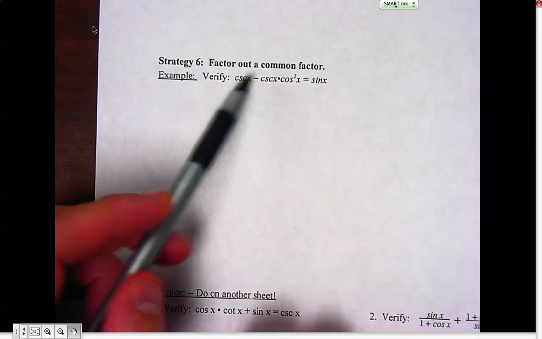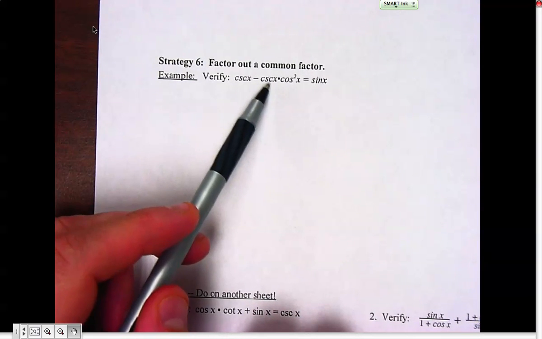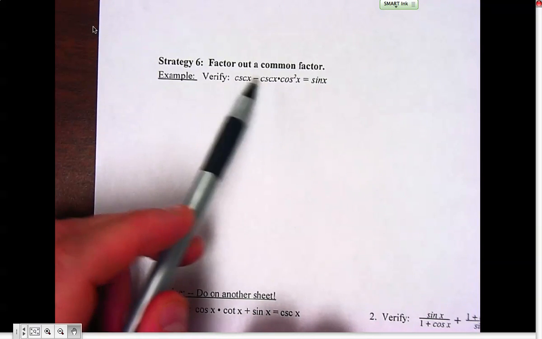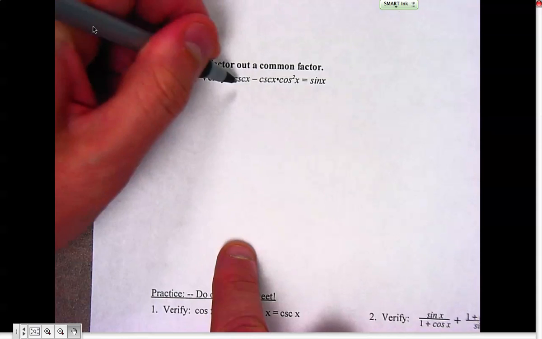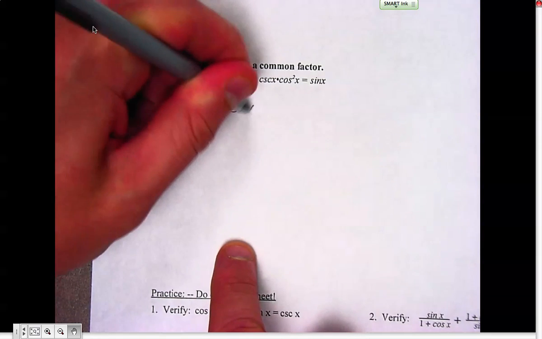And I could try switching everything to sines and cosines, right? In particular, I could switch the cosecant. But before I do that, instead of doing it twice, I'm just going to try and work with that cosecant once. And so these terms both have that common factor. And so I'm going to pull that out.